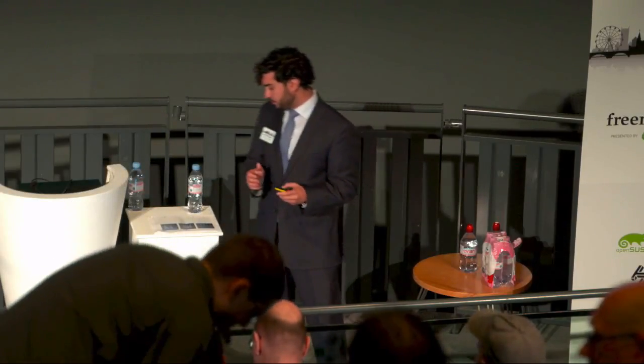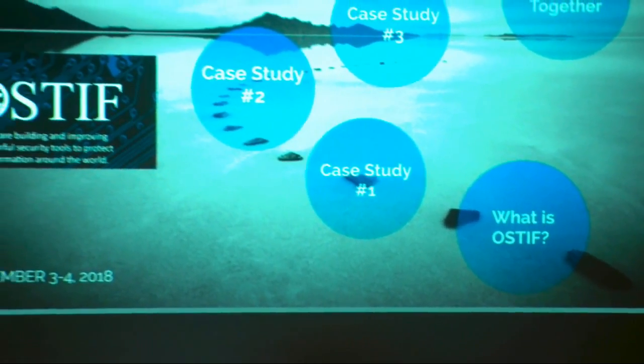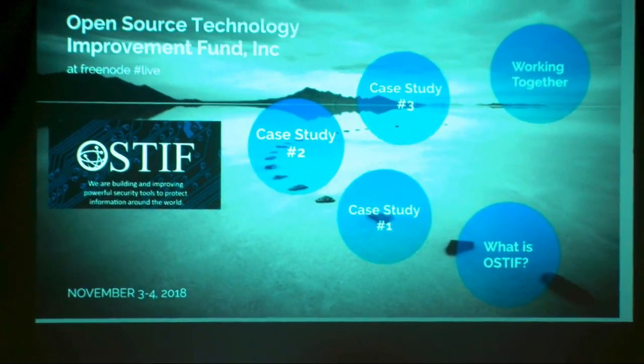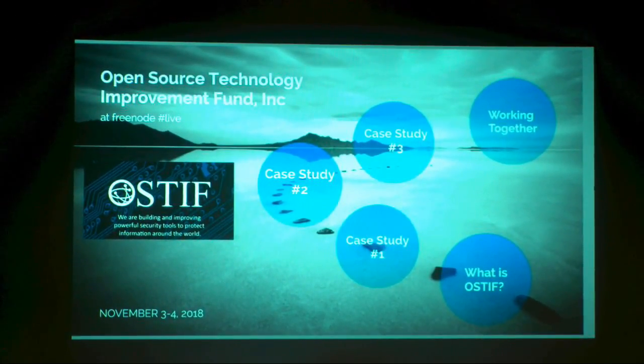Okay, perfect. So today we're going to explore OSTIF's cost-effective and impactful model for improving open source technology using a case study approach. We're briefly going to go over what OSTIF does as an organization, then dive into the case studies, which will definitely provide a lot more context as to exactly how the work is being done, and then bring it all together, and then again, take questions at the end.